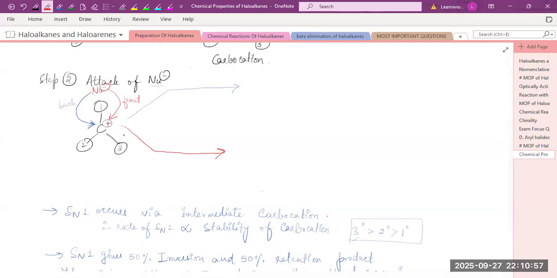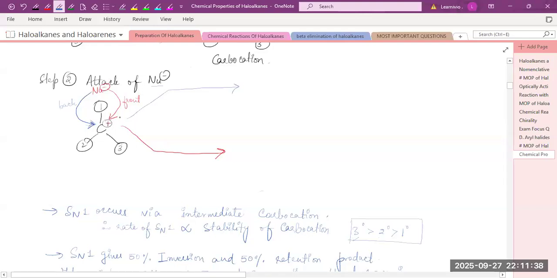There are two ways by which the nucleophile can attack this carbon. The nucleophile is negatively charged. This is electron rich. Where will it go? To the one which has a lack of electrons, means a positive charge. So the nucleophile will come, and there are two ways by which it will attack this carbon: either from the front side, which I have represented by this red color, or from the back side. In both ways, you will get different compounds. The orientation of the molecule will be different.